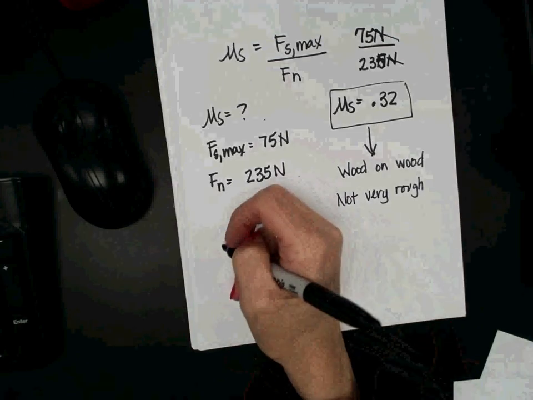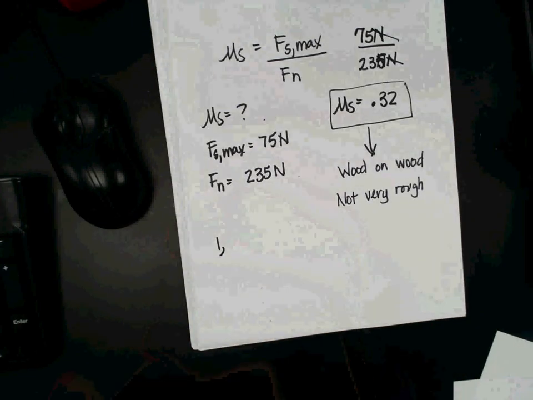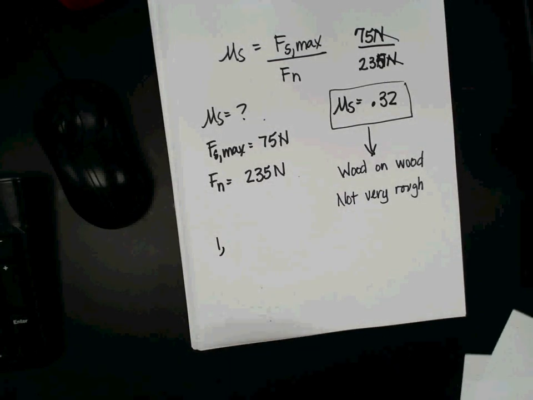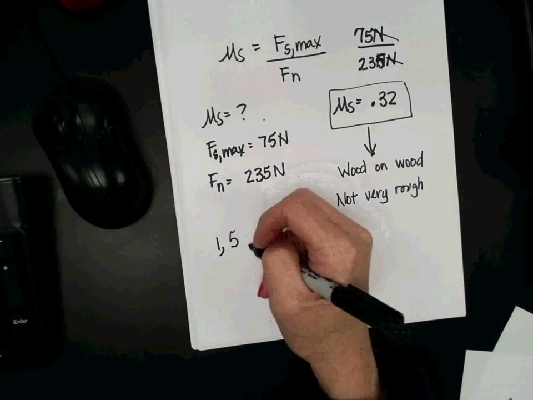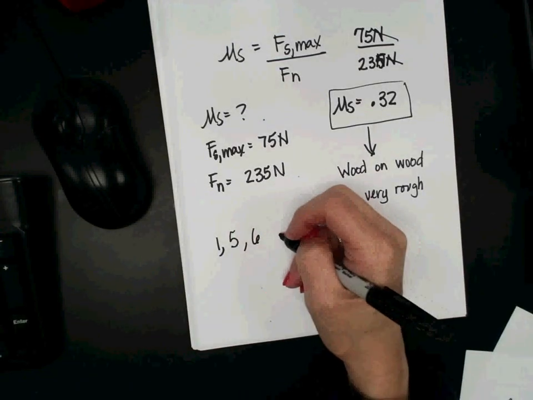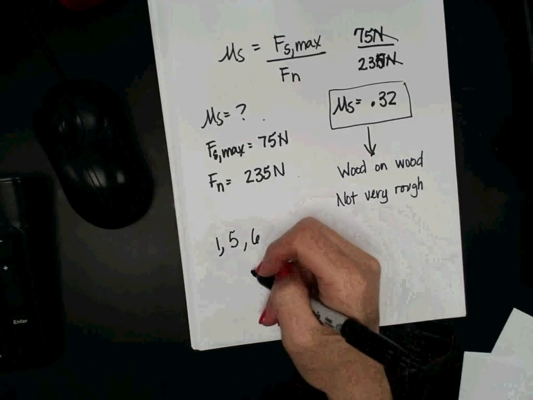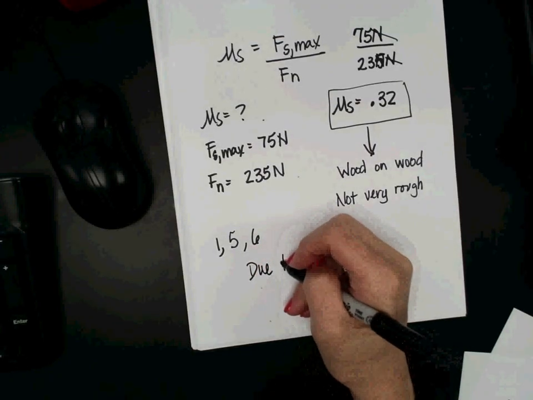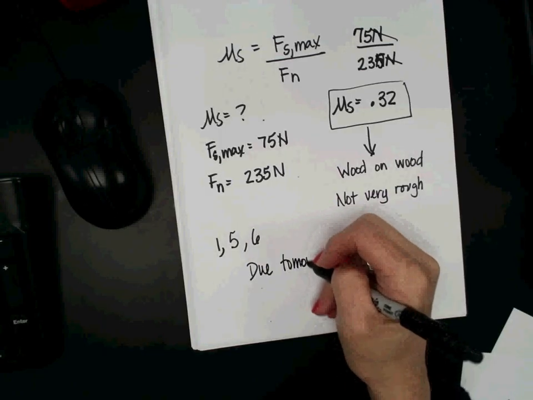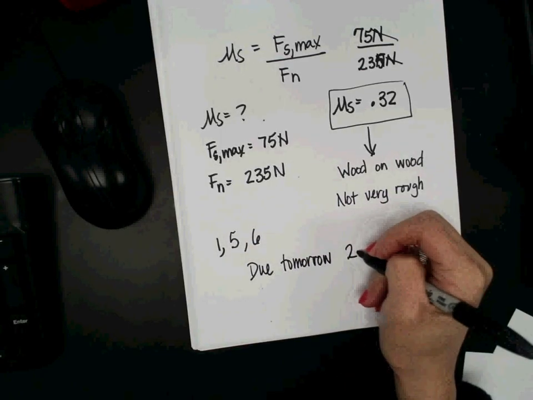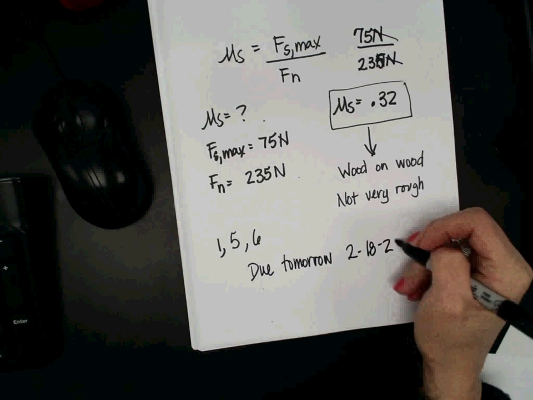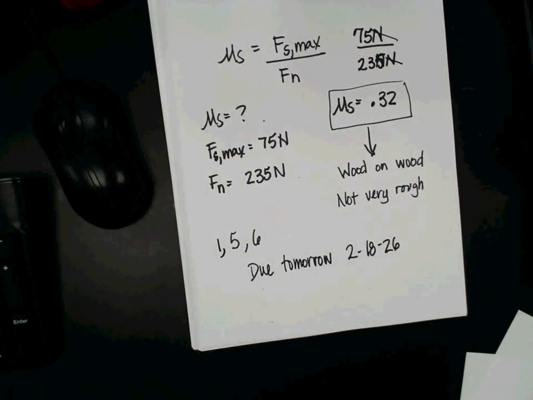So at this time, you're going to use your handout that you were given. It says friction handout 1. I want you to do number 1, number 5, and number 6, as well as the additional questions that I've left you for today. Those will all be due tomorrow, which is 2/18/26. They'll be due at the beginning of class. If you have questions, come see me in the morning.